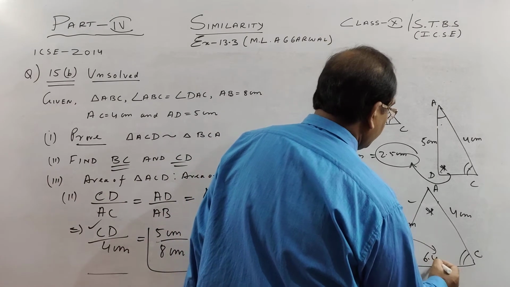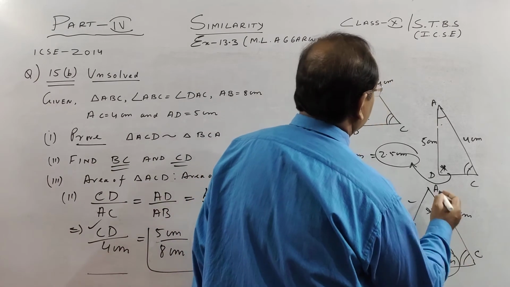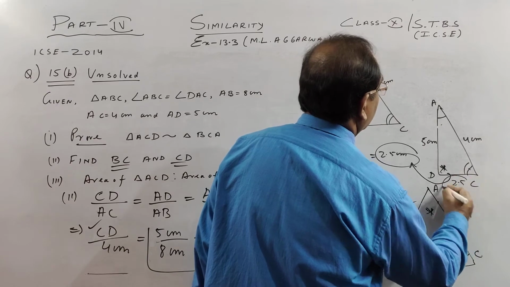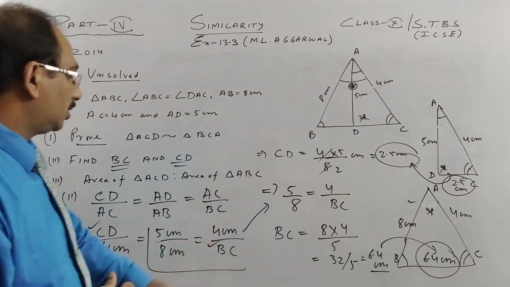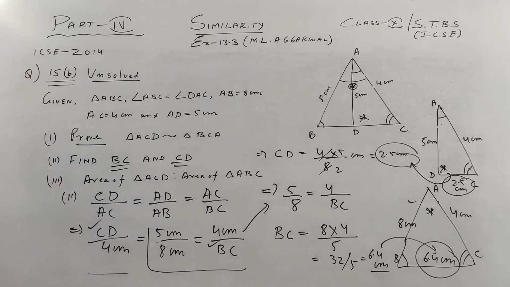This is 6.4 centimeter and this was 2.5 centimeter. So all the proportional sides we have got. In the last part, so copy. In the last part we will get the ratio of the area. So pause the video and copy, then we do the third and last part of this question.